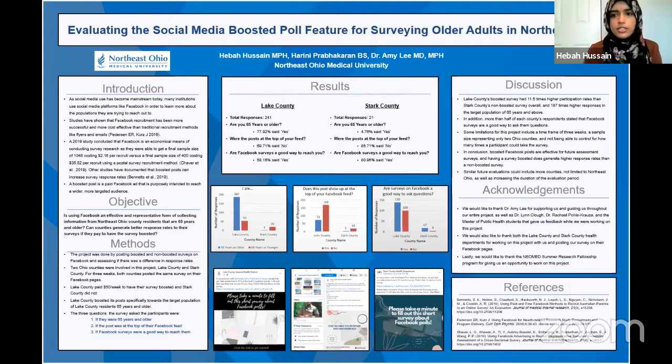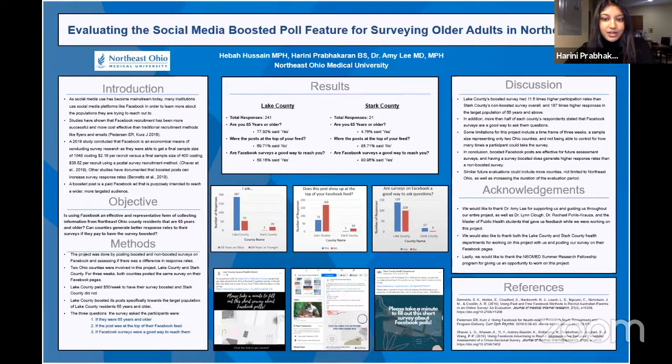So over 3 weeks, the Lake County Health Department paid $50 per week to have a 3-question survey boosted on their Facebook page, and then Stark County Health Department posted the same questions on their Facebook page without boosting it. The 3 questions that we asked the participants were: 1, if they were 65 years and older; 2, if the post was at the top of the page; and 3, whether Facebook surveys were a good way to reach them.